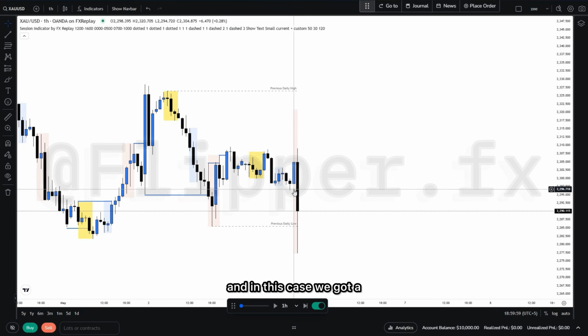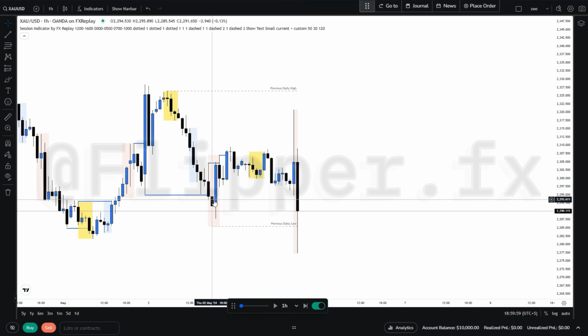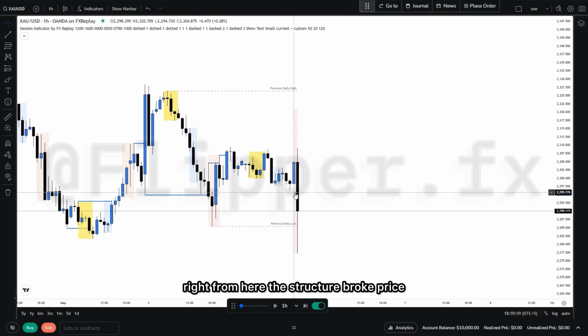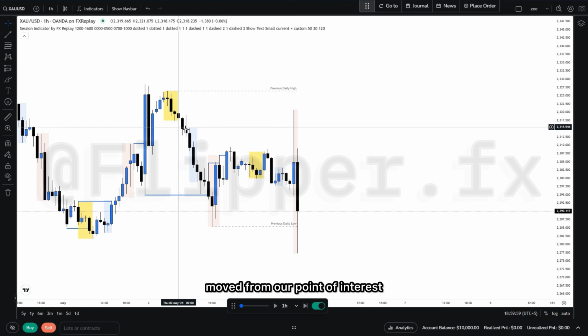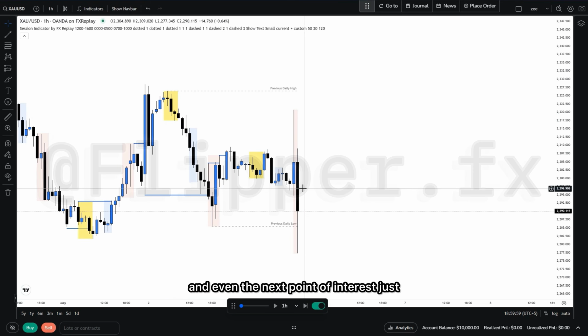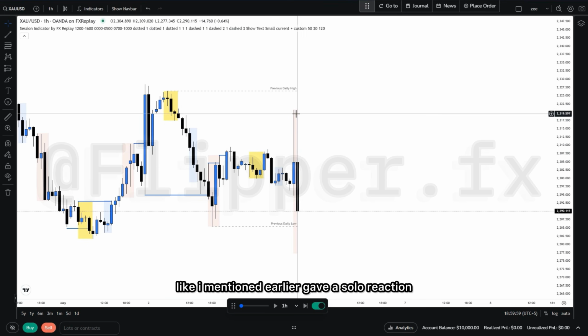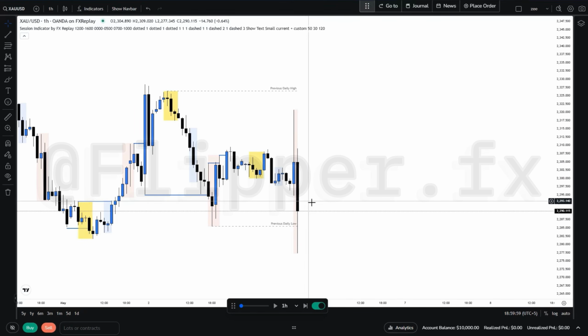And in this case, we got a beautiful reaction right from here. The structure broke, price moved from our point of interest, and even the next point of interest, just like I mentioned earlier, gave a solid reaction. It could have been news, which is why we saw such strong momentum in the market.